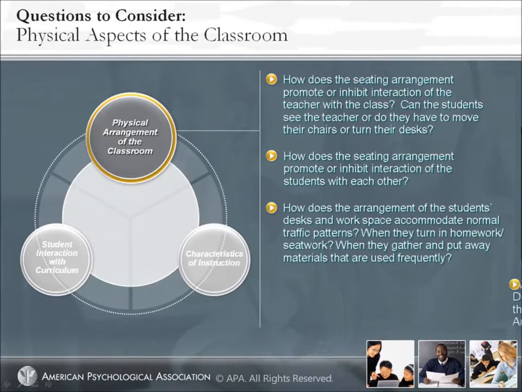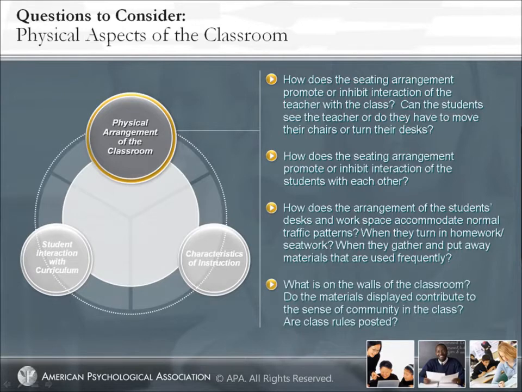What is displayed on the walls of the classroom? Do the materials displayed contribute to a sense of community in the class? Are class rules posted?